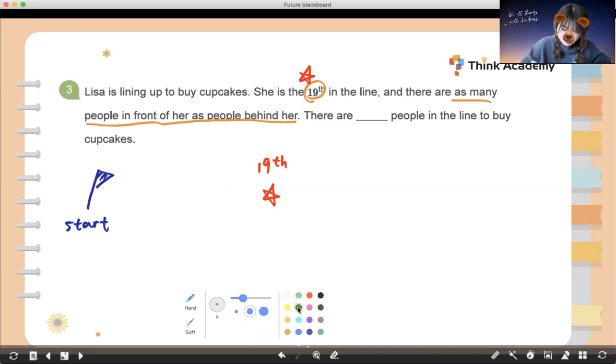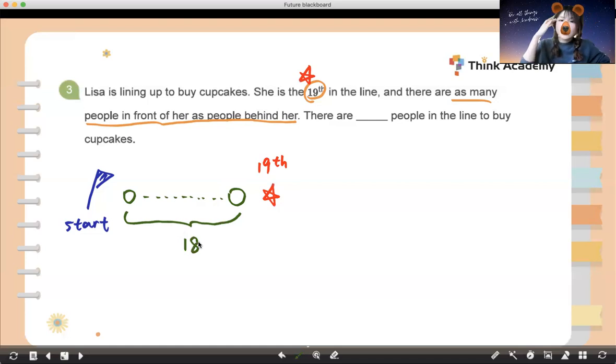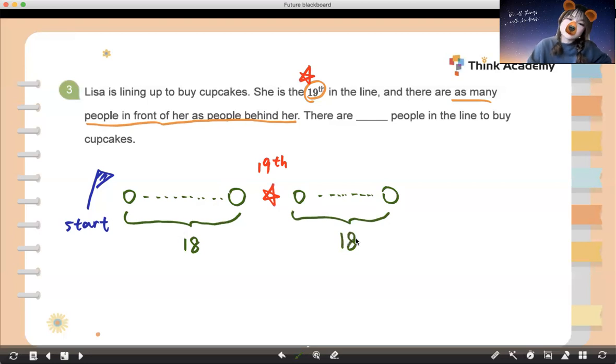Which means how many people are there in front of her? Very good. 18, right? So if it's 18, I'm too lazy to draw out everyone, so I'm going to use circles to represent them. So we know here we have 18 people in front of her, which means behind her we have also 18, right? Because it should have the same number. So this is 18. So do you think our answer is 18 plus 18 equals 36?